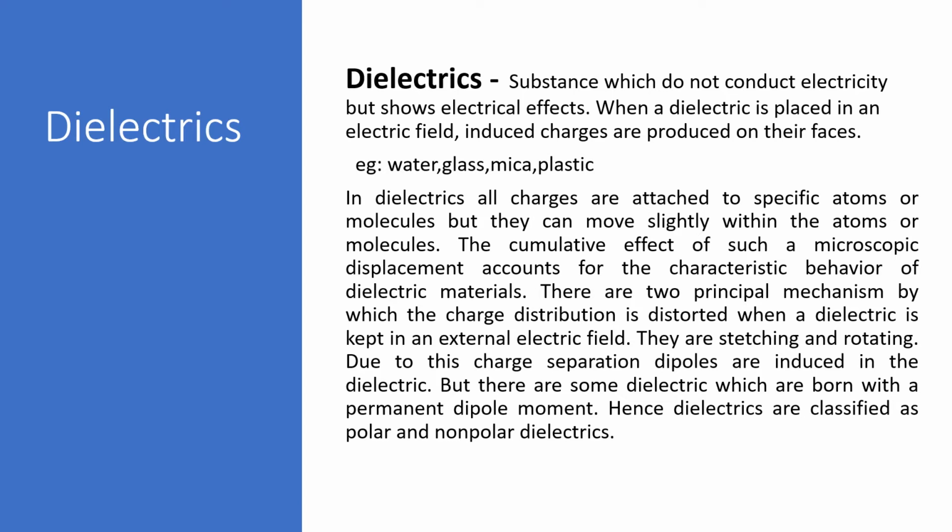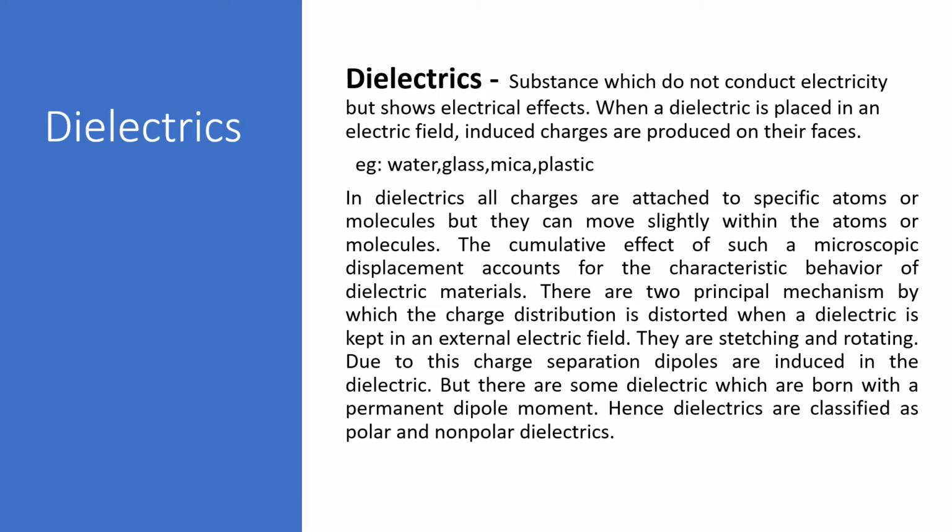So when a dielectric is placed in an external electric field, induced charges are produced in it, or a dielectric creates an electric field internally under the action of an external electric field. Unlike conductors, where the electrons are not attached to specific atoms or molecules, in a dielectric all charges are attached to specific atoms or molecules. That is, the electrons of a dielectric atom are rigidly bound to their respective atoms, but they can move slightly within the atoms or molecules.